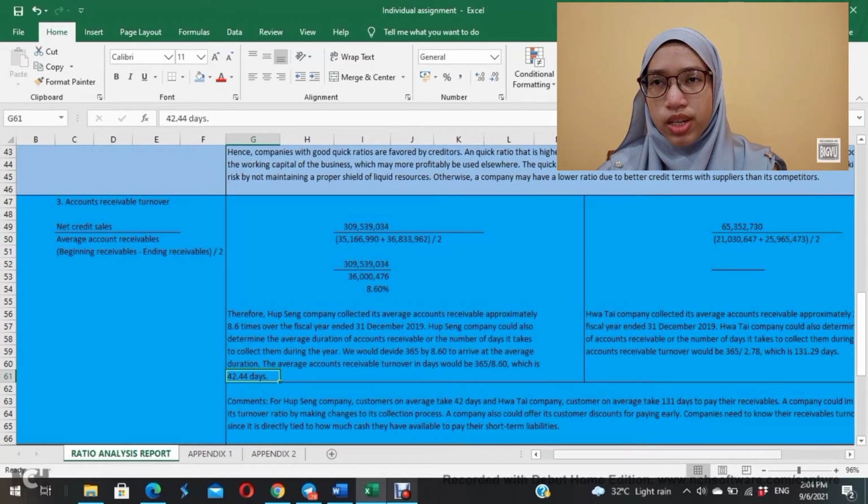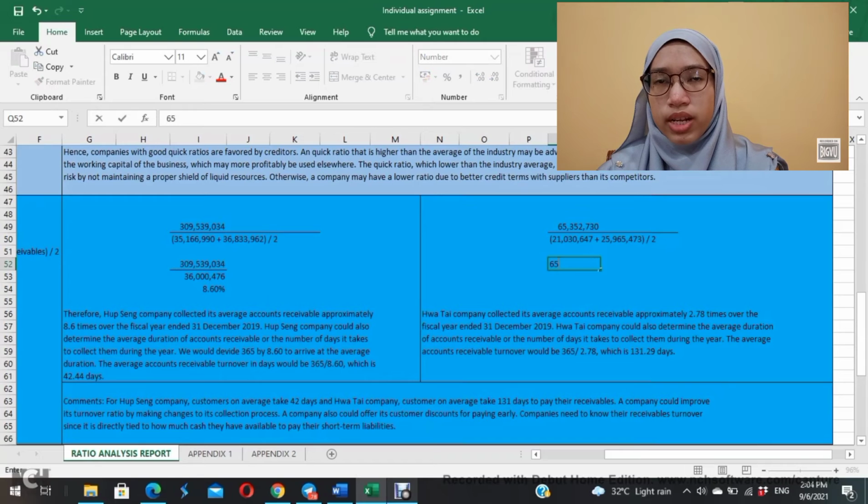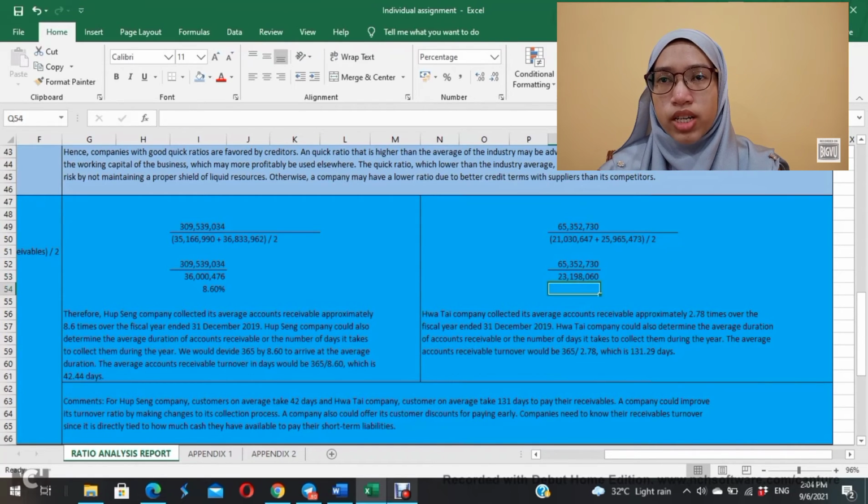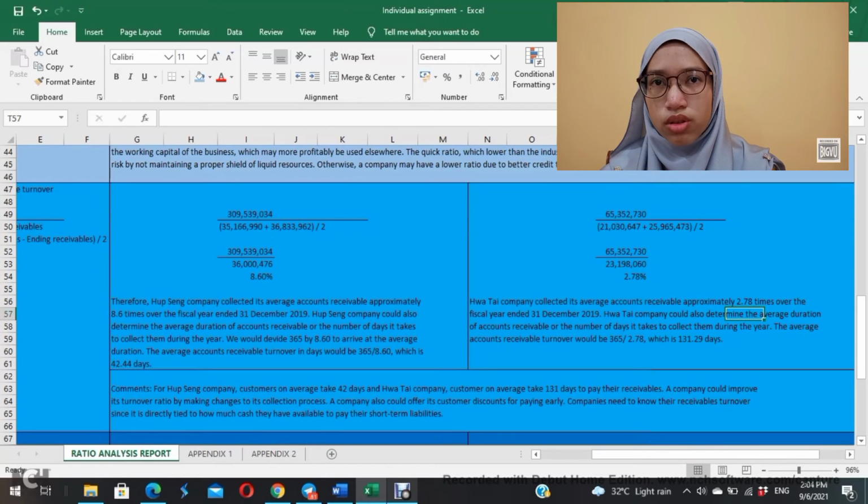After that, for Huatai Company, the sales is 65,352,730 ringgit divided by 23,498,060 ringgit of average accounts receivable. Then we get 2.78. Huatai Company collect its average accounts receivable approximately 2.78 times over the fiscal year ended 31st December 2019. A company could improve its turnover ratio by making changes to its collection process and could offer its customer discounts for paying early.